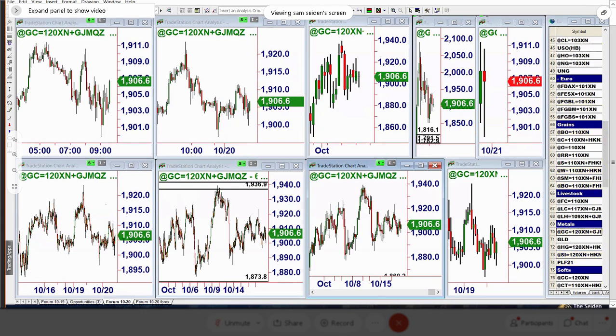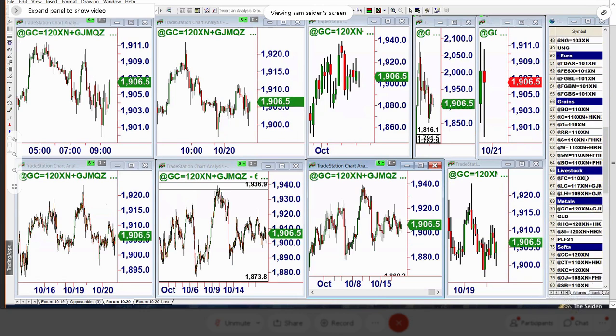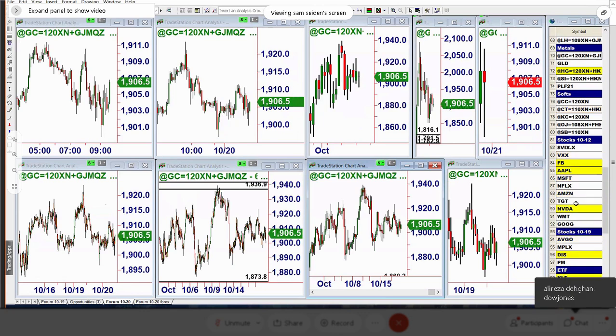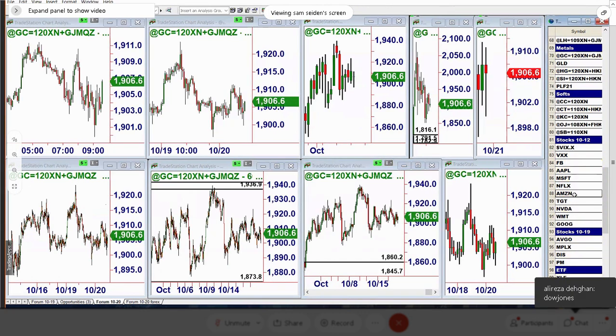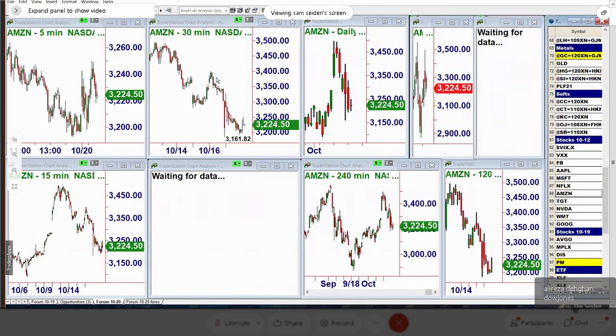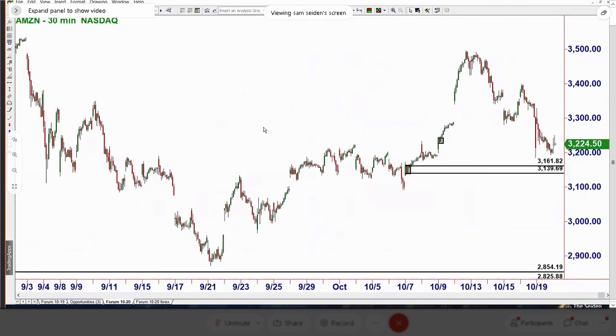Yes, we can look at Amazon, no problem. So Amazon, I believe we need to look at the 30-minute chart there, if my memory is right, but let's take a look. Let's go to 30-minute. Yes. So we have a little demand zone sitting down here, 3162.